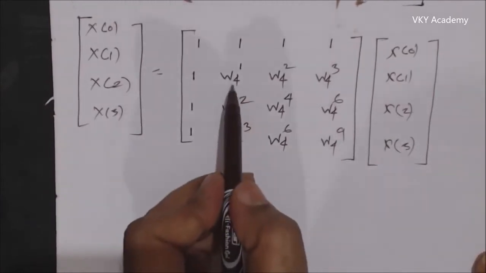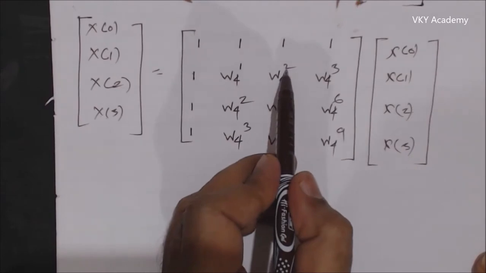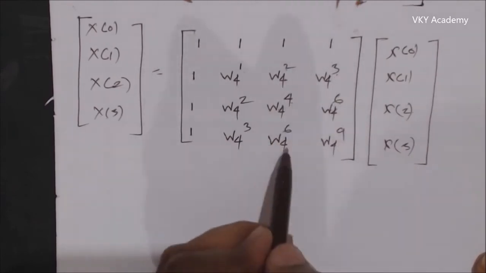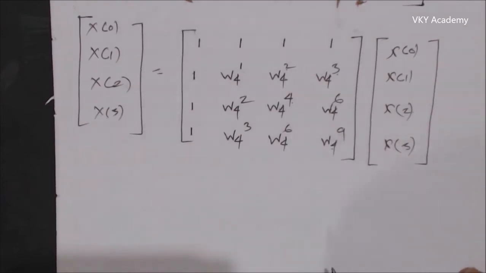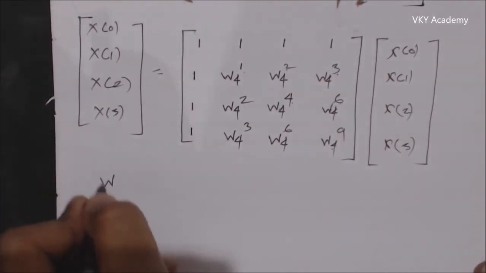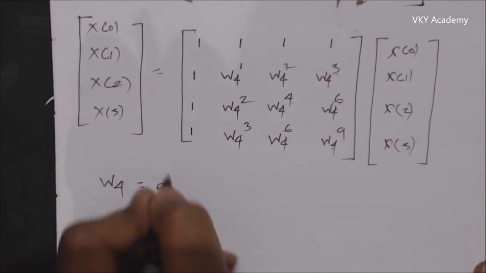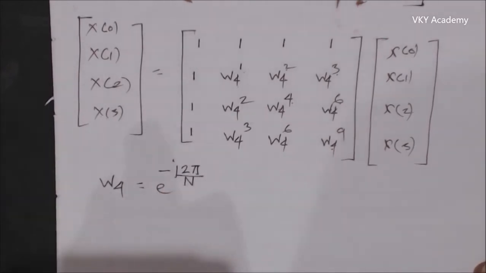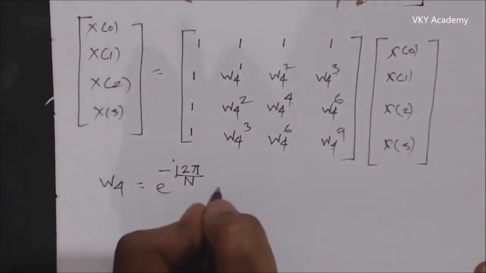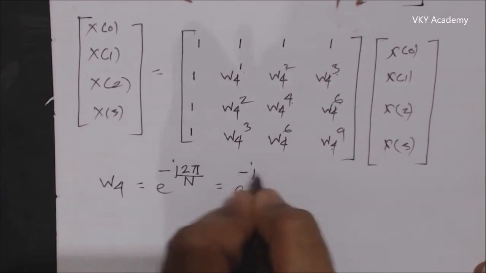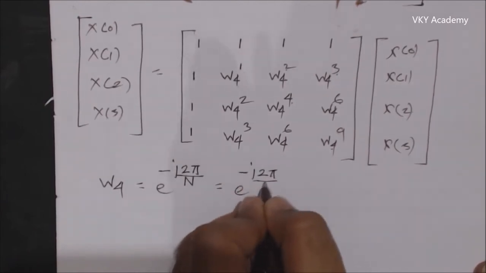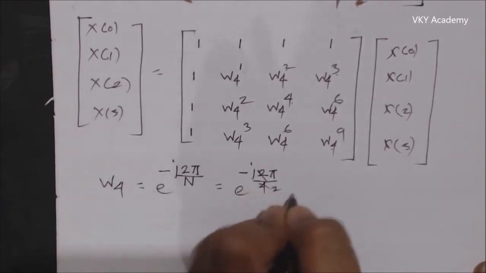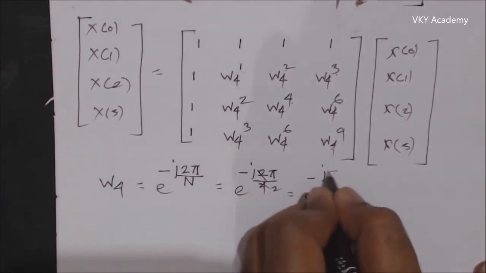Now let us calculate the values of W4 to the power 1, W4 to the power 2, W4 to the power 3, W4 to the power 4, W4 to the power 6, W4 to the power 9. As we know, W4 is basically e to the power minus j 2 pi upon capital N. And as the length of the sequence is 4, we can write e to the power minus j 2 pi upon 4, which is e to the power minus j pi by 2.